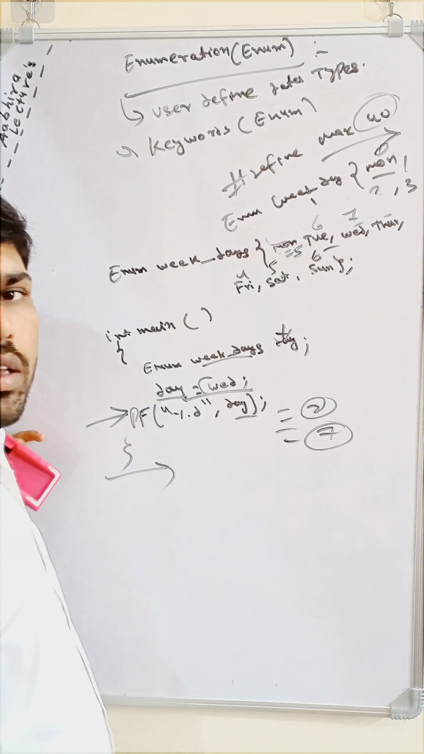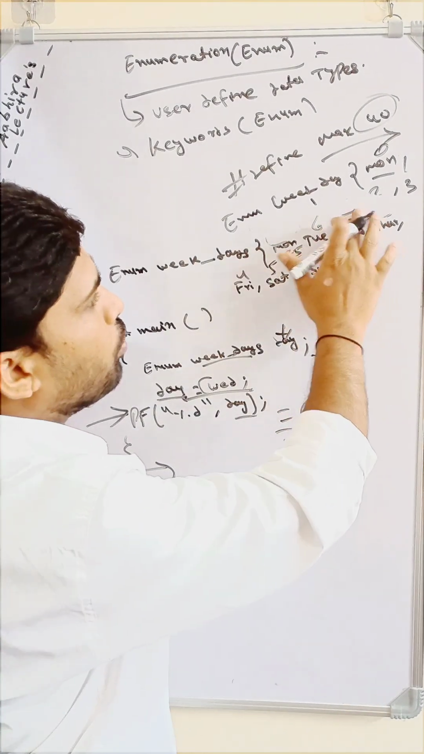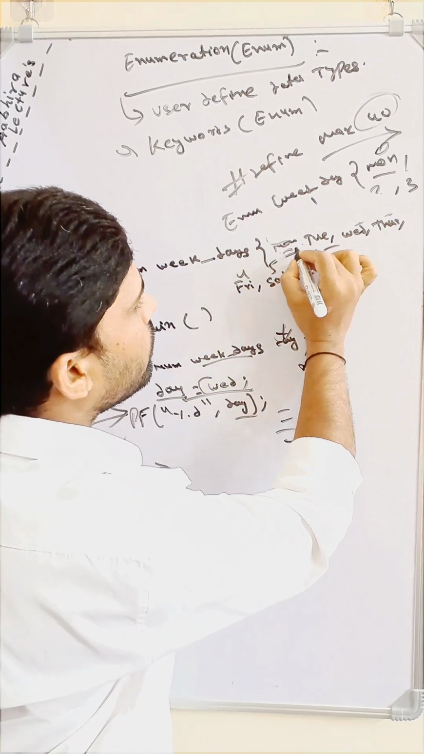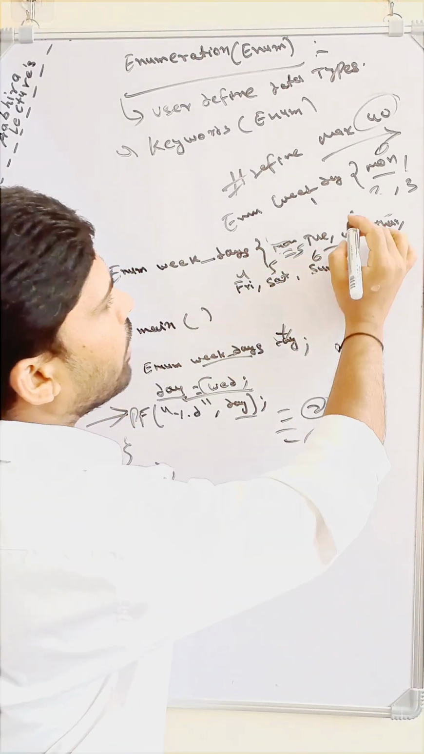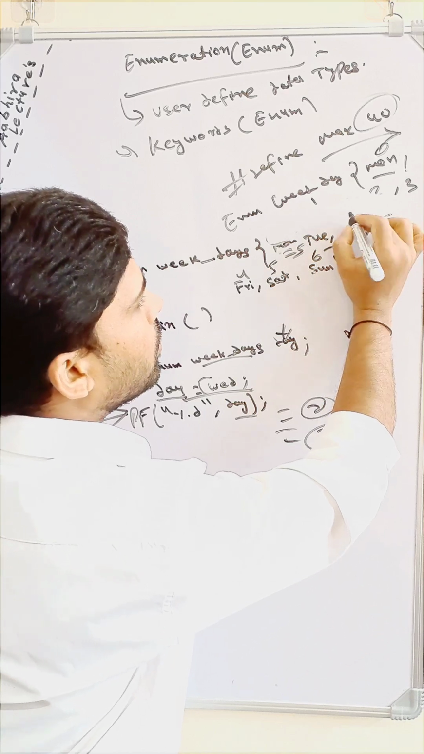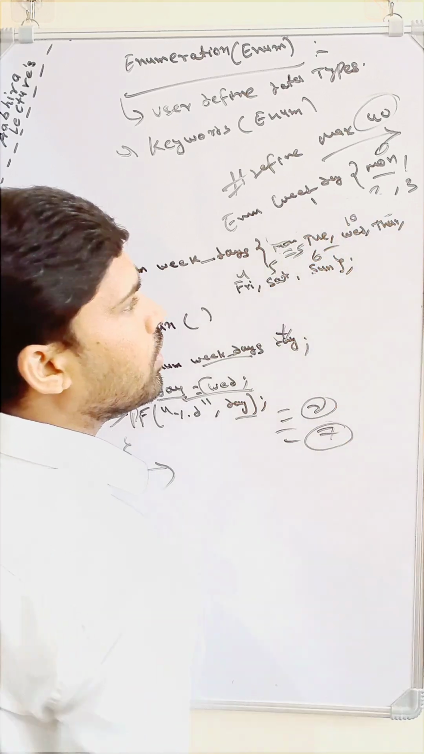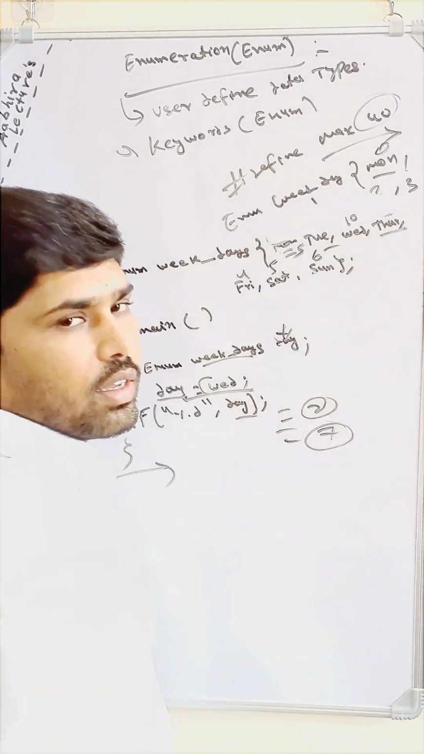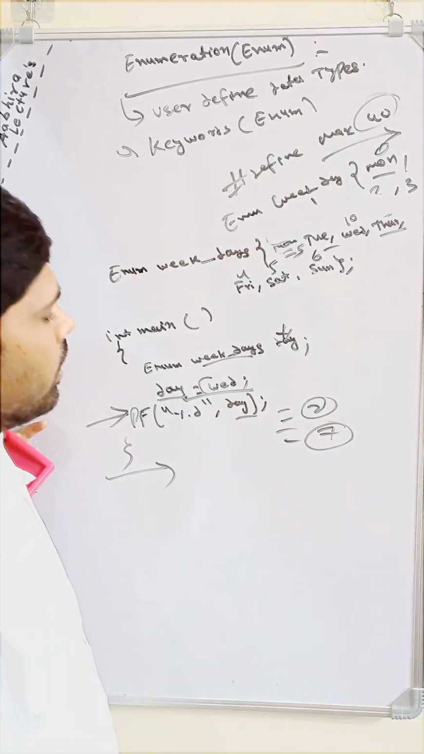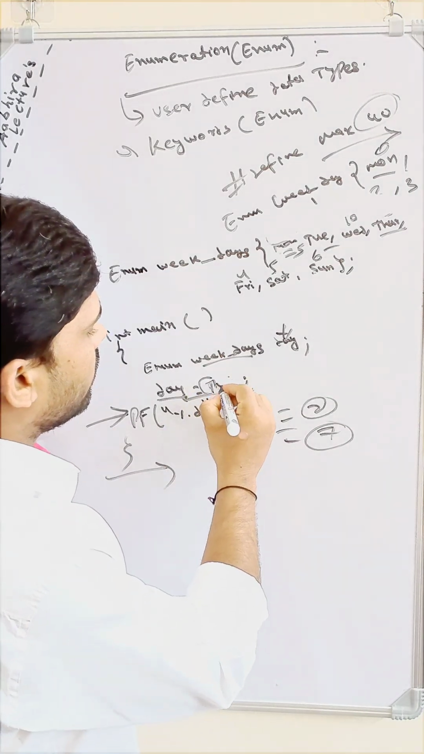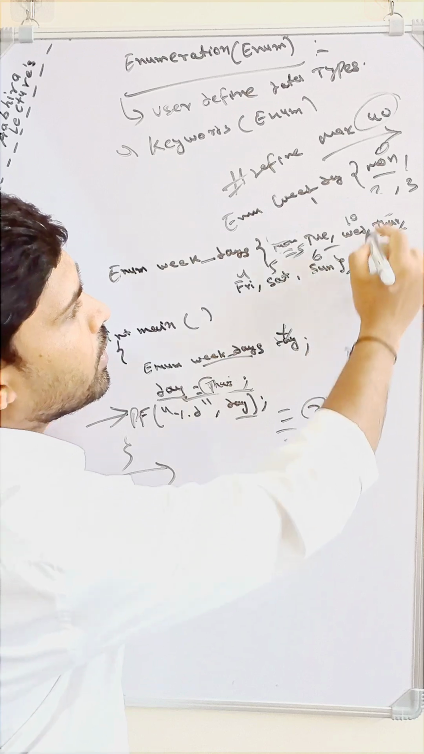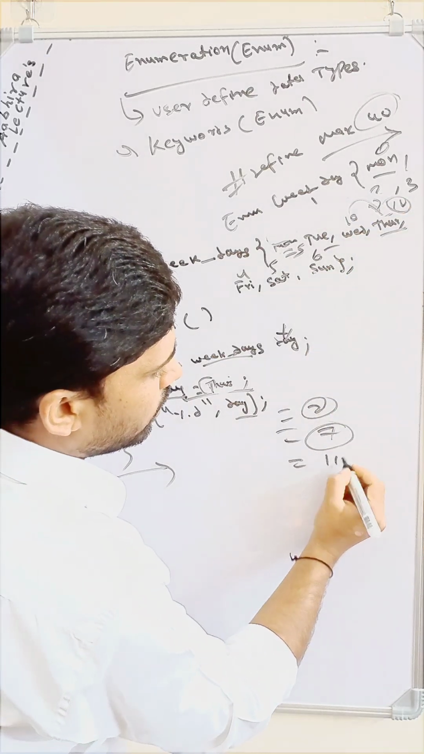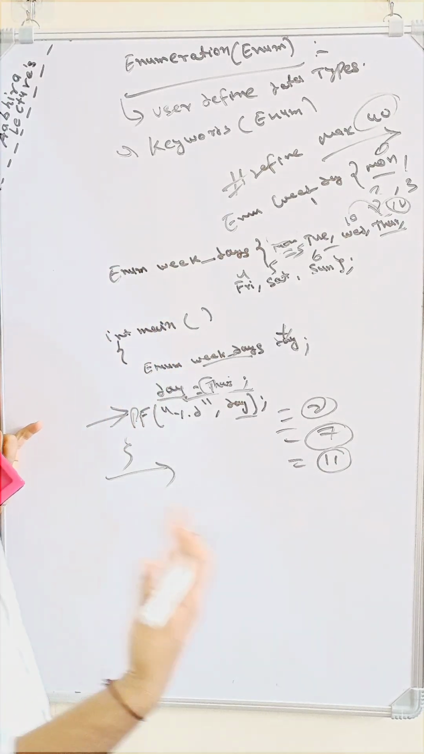And one more thing, see, I have given Monday equal to 5, is it fine? Next I have given Wednesday equal to 10, correct? Then I have not given any value for Thursday, I have not initialized any value. Then we print Thursday. Then it should become 11, it will take 11. Then the output should be 11. Like that we can print.